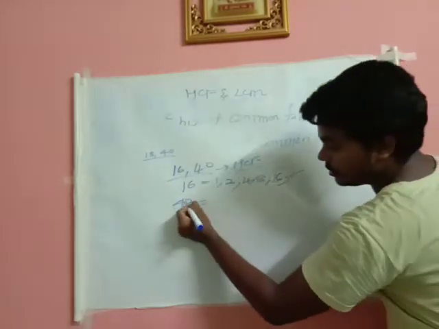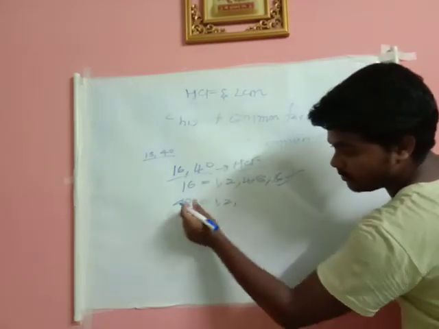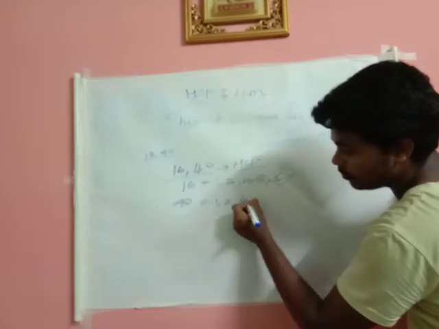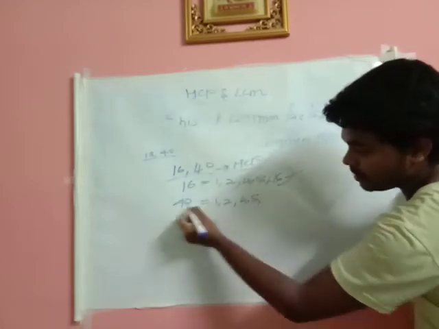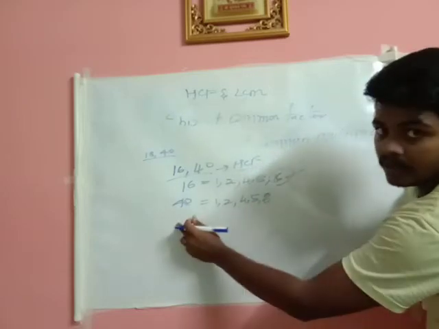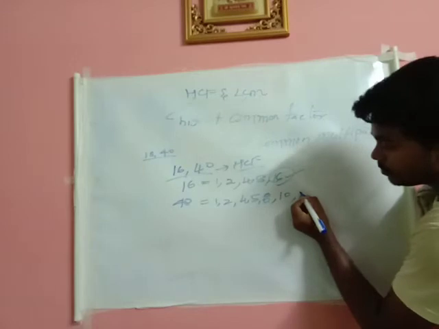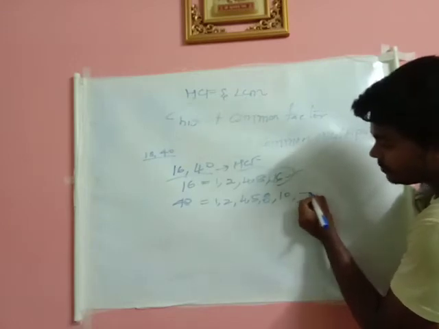Now coming to 40. Can I divide 40 by 1? Right. I can divide 40 by 2, by 4, and by 5. 8 is a factor of 40. 10 is a factor of 40. So I'll have some factors of 40.